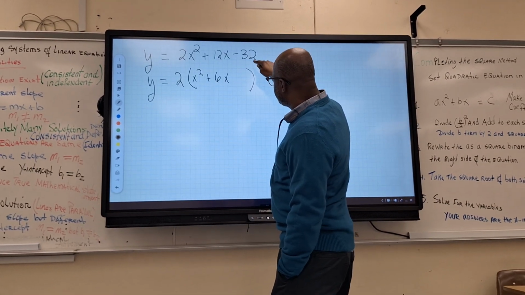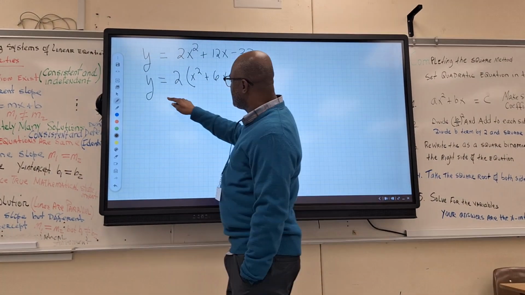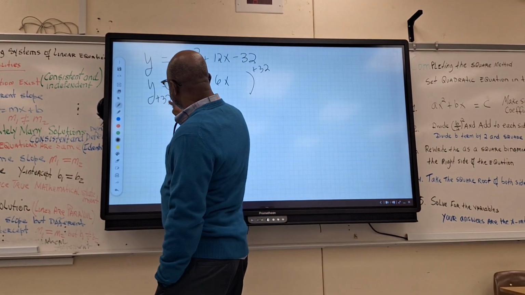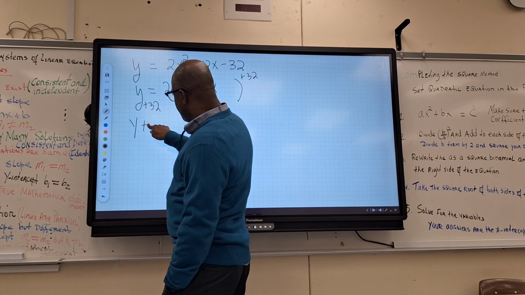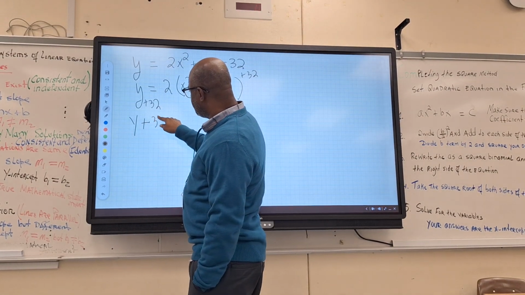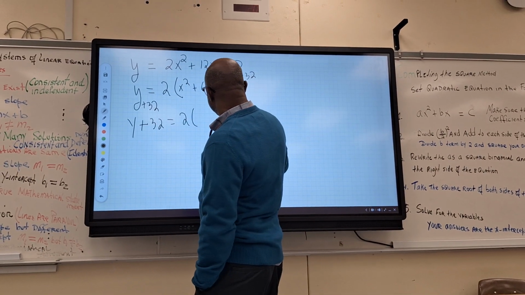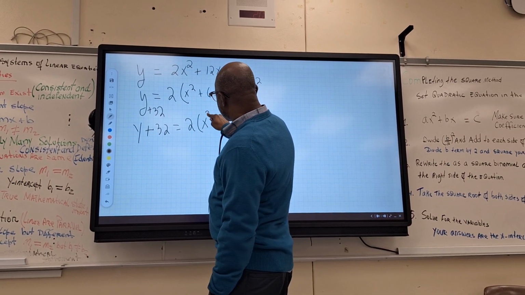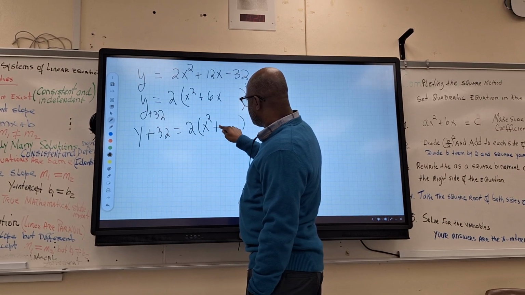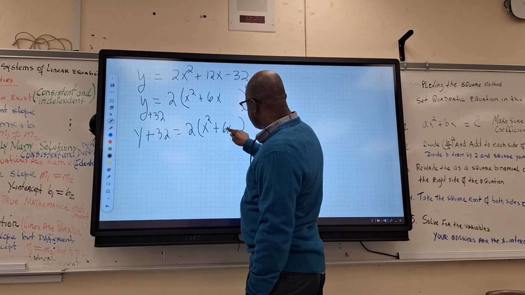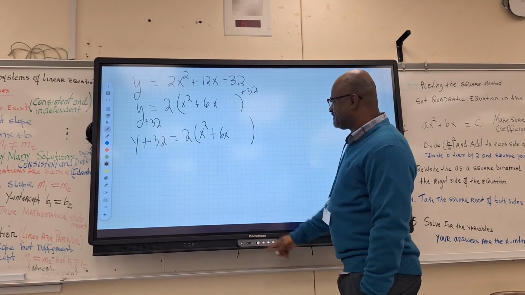Then this 32 has to go. How will you get rid of it? You add 32 on that side and we add 32 on that side. Then you will have y plus 32 is equal to 2 times x squared plus 6x. Then now we can do the completing the square method, right?